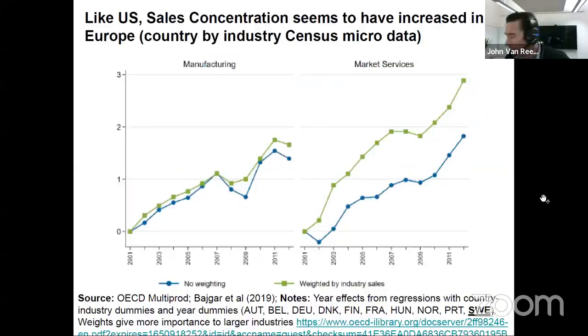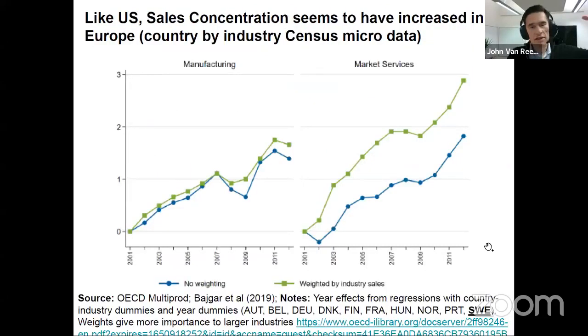You might say, well, this is the US, Europe is different. So here's Sweden. I got Sweden and many other European countries here. This is the average concentration. Again, across many different firms, averaged in manufacturing, averaged in market services. And you can see we don't have data for as long as we have in the US, but over the period that we have from about 2000, you also see this increase of concentration occurring. So it's not just a US phenomenon; it's also something which has happened in other countries as well, like in the European Union.